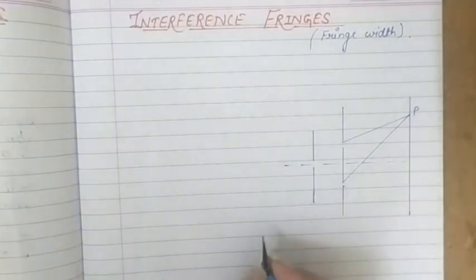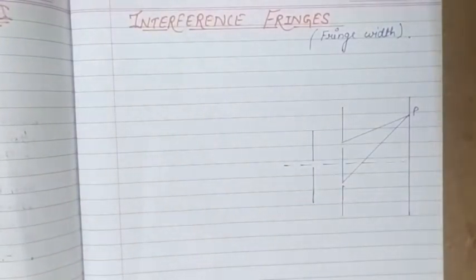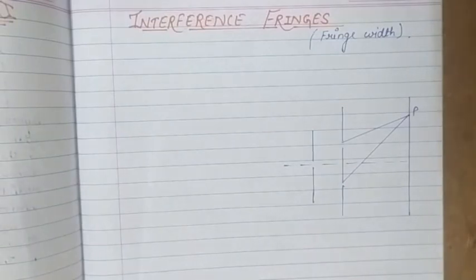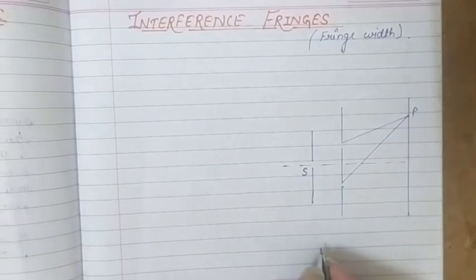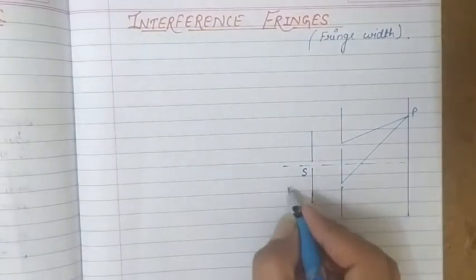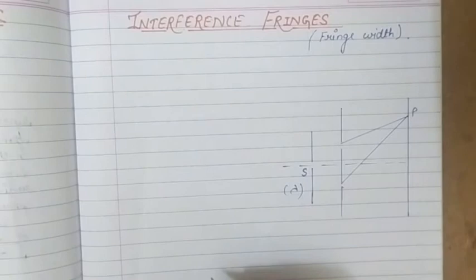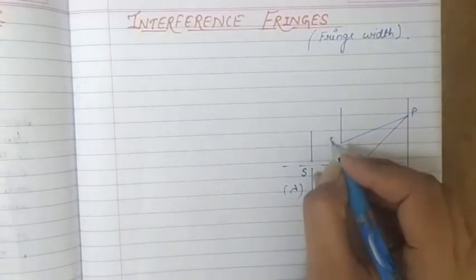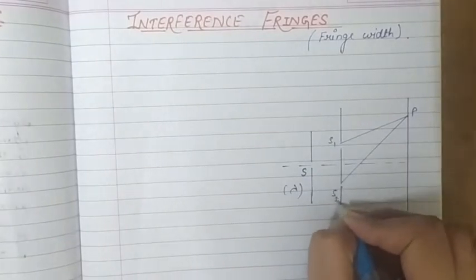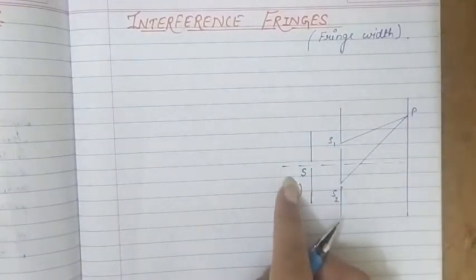So again for that we are going to consider the setup of Young's double slit experiment. In the setup we have a source placed such that it illuminates a narrow slit S. This slit S is illuminated by a monochromatic light source of wavelength lambda. So we are assuming that the source has wavelength lambda. Then after that there are two narrow slits S1 and S2 arranged symmetrically with respect to the slit S.